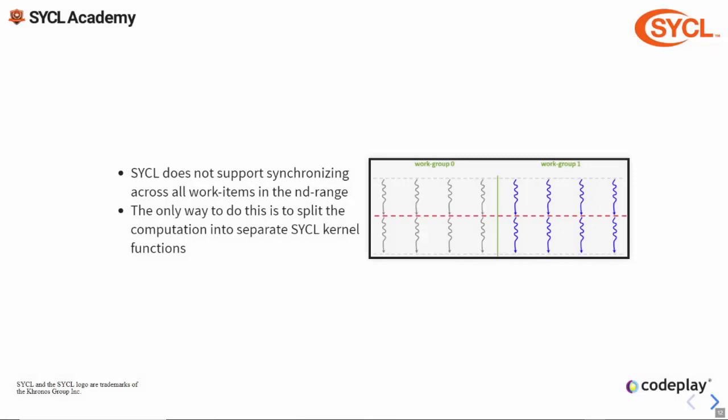SYCL doesn't, however, support synchronization across all work items in an ND range. This means that workgroup barriers will not prevent adjacent work items in a different workgroup from progressing. The only way to achieve this is to split the computation into separate kernel functions and enqueue separate ND ranges. This is important to remember when sharing data between work items.